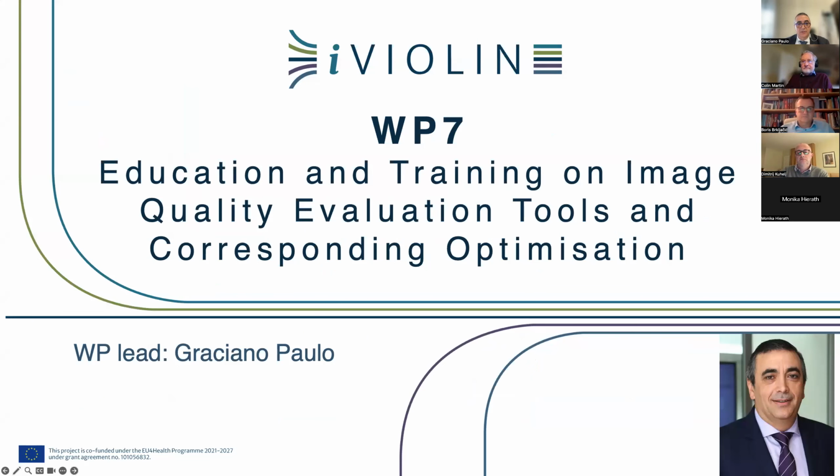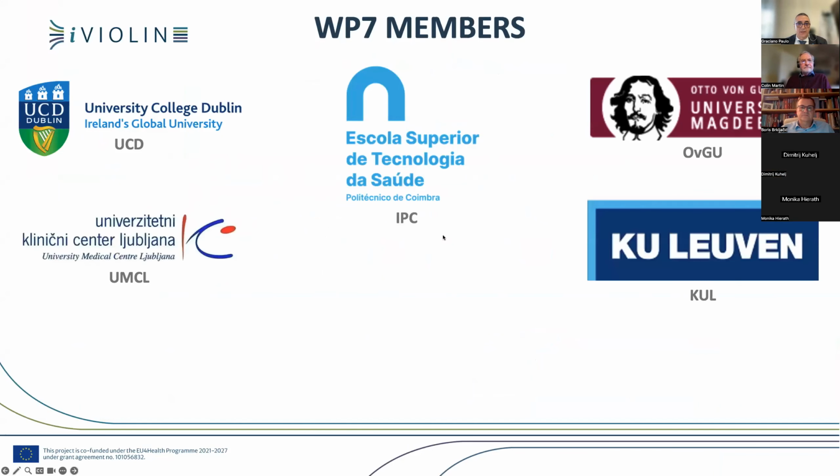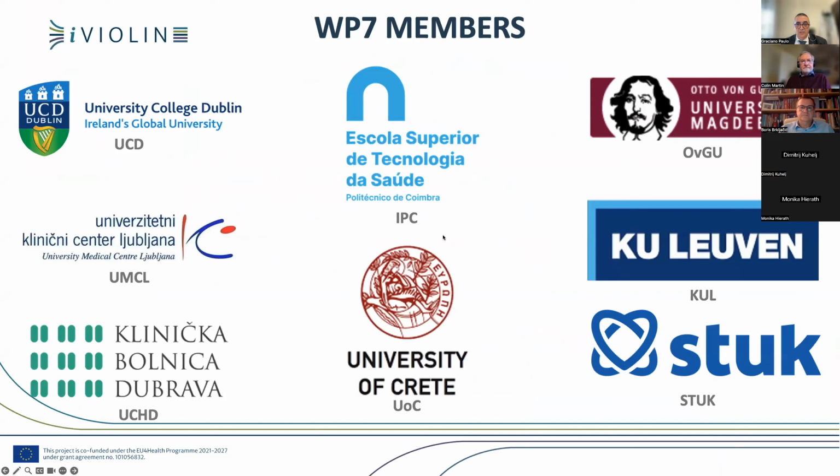Now, this webinar is under the scope of the i-Violin project, especially work package 7, which has to do with education and training on image quality evaluation tools and corresponding optimization. We will have a series of 4 webinars, each with other fantastic speakers, and the objective is to go through the concept of the i-Violin project.